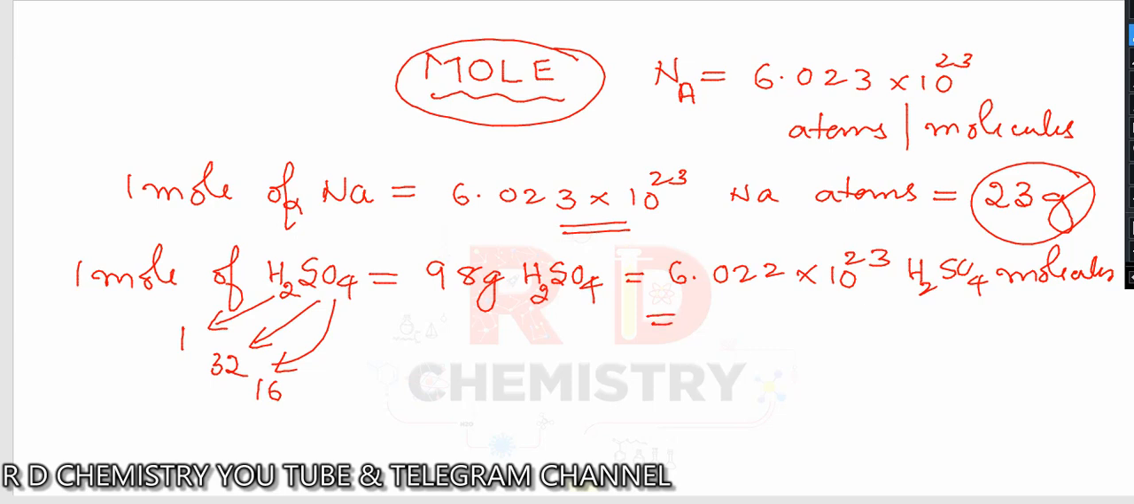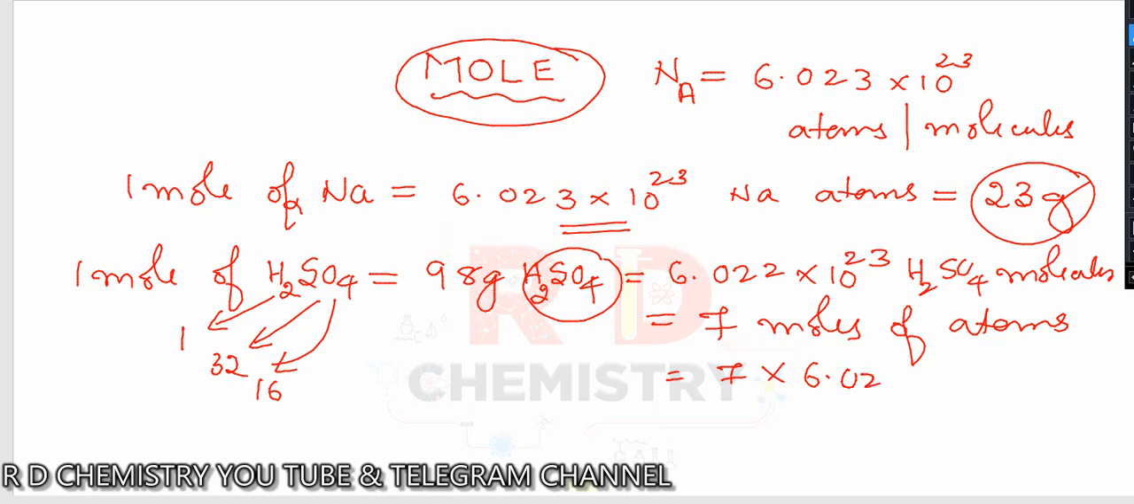How many atoms are there? If we take one molecule of sulfuric acid, there are 2 hydrogen atoms, 1 sulfur, and 4 oxygens. There are altogether 7 atoms in one molecule. If we go for 1 mole, 7 moles of atoms are there in sulfuric acid. So 7 into each mole contains 6.022 × 10^23 atoms.